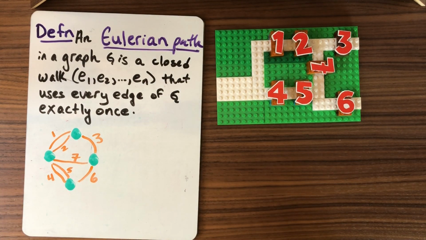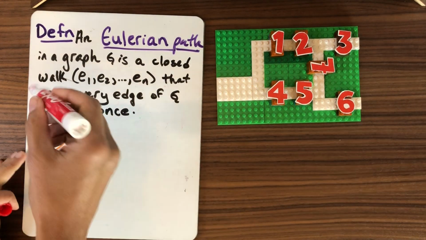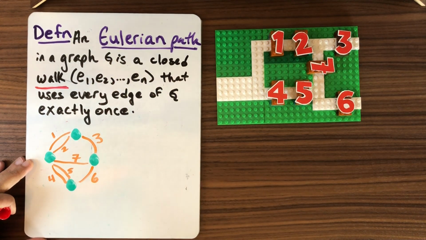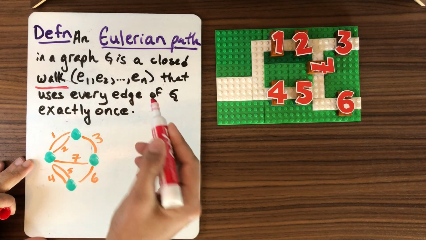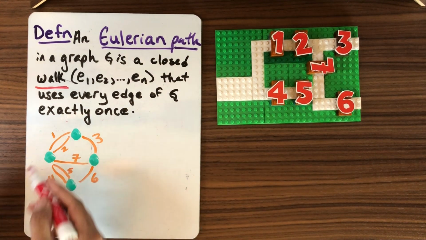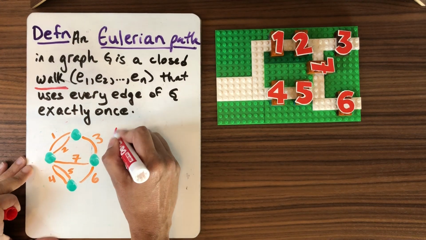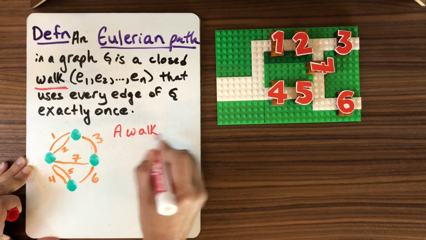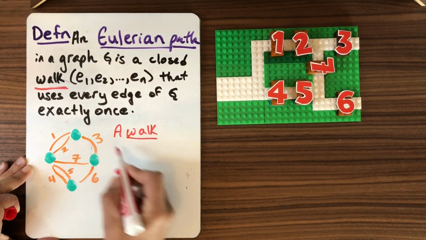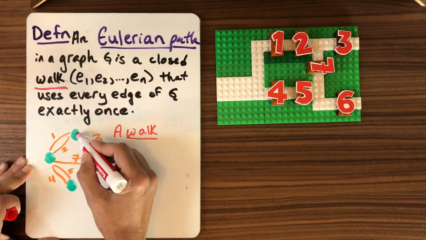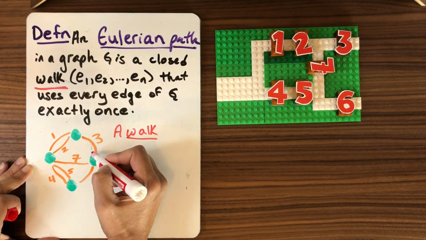Okay, so what does it mean to be a walk? A walk means that the same edge never appears twice. To be a path means I use every edge. So an Eulerian walk, well, we wouldn't call it an Eulerian walk, but what's a walk? Let's do an example of a walk through this graph. I'm going to start somewhere, and as I cross a bridge, I can't cross it again.